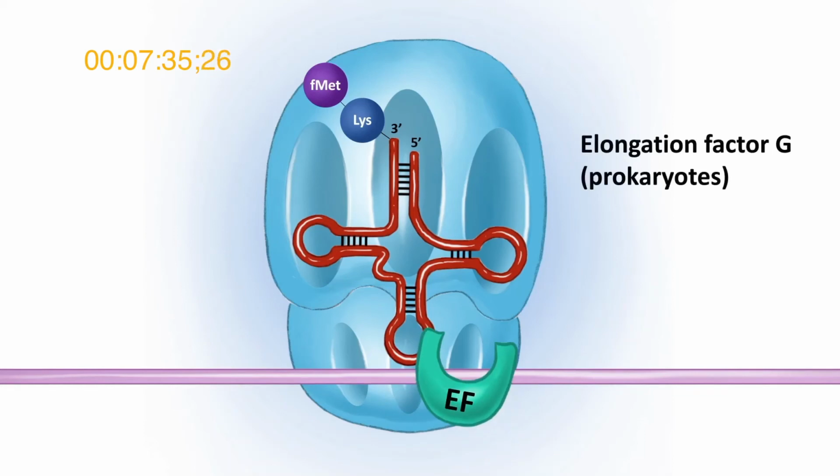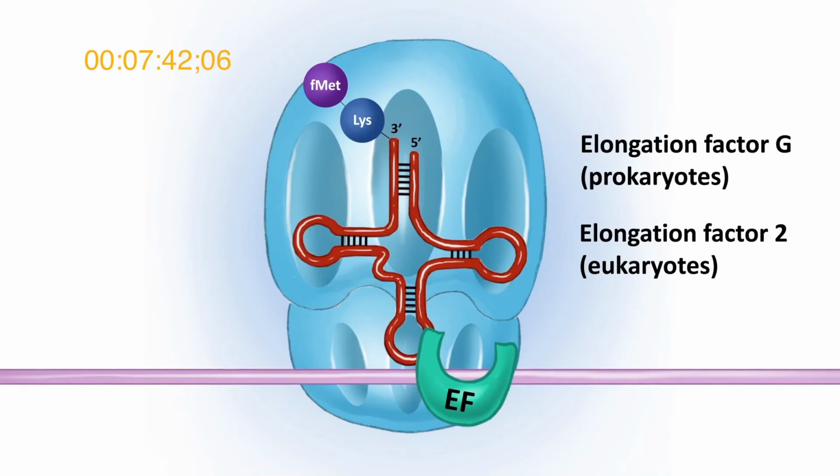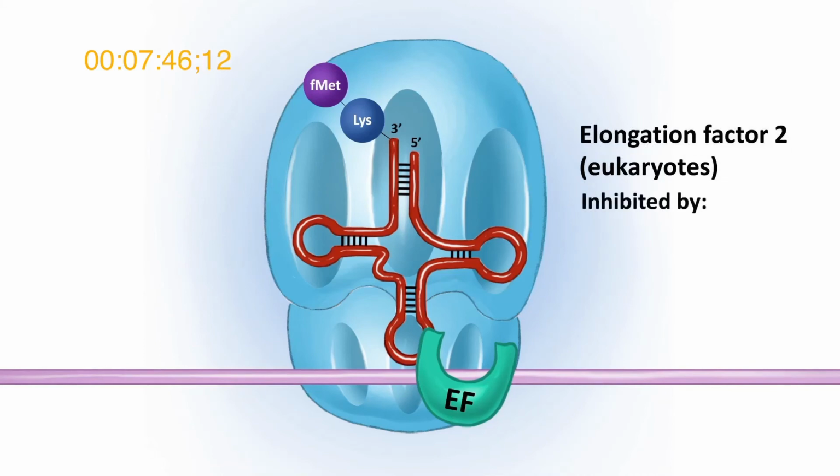And there are a couple of players involved in translocation that you need to know for your test. Translocation requires elongation factor G in prokaryotes and elongation factor 2 in eukaryotes. Make sure you know those. That's actually clinically important because there are a couple of bacterial toxins that work by inhibiting EF2 in host cells, diphtheria toxin and also exotoxin A, which is produced by Pseudomonas.